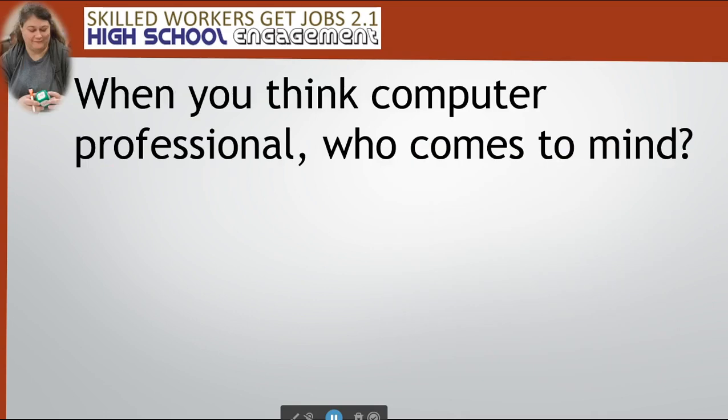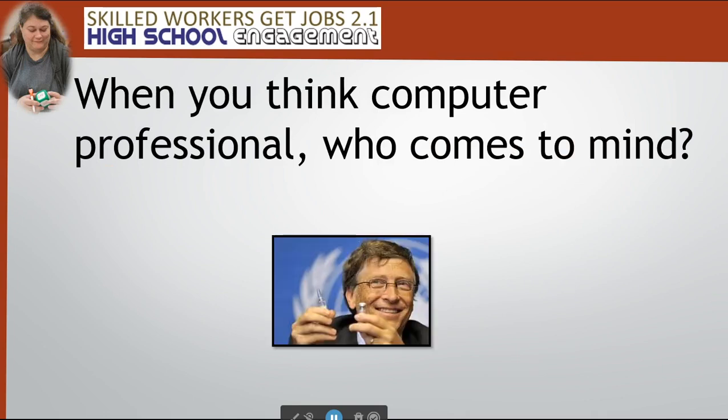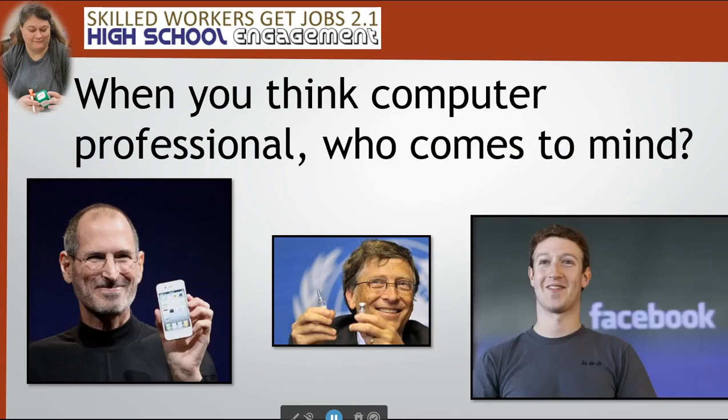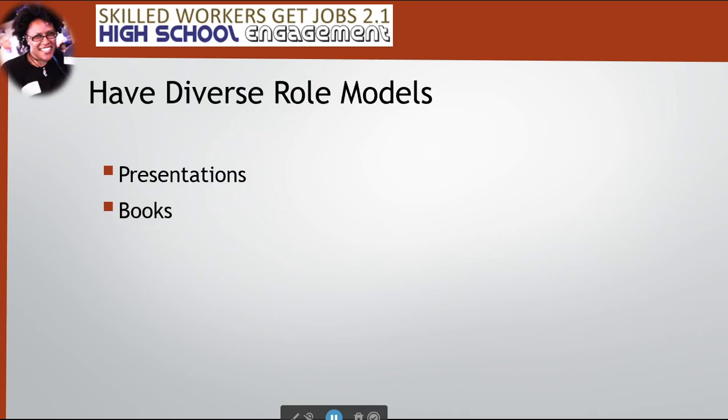And if you think about this, I teach computers, and if I say computer professional, who comes to mind? If you're like most people, you probably answered Bill Gates, Steve Jobs, or Mark Zuckerberg. If you're a white male, you have a lot of role models for IT. But if I asked you to name a famous woman in technology, would you be able to give a name and have a visual representation? Or if a student is a minority student, do you have examples? Make sure that when you use pictures and presentations, you include a diverse group of people as your subjects.